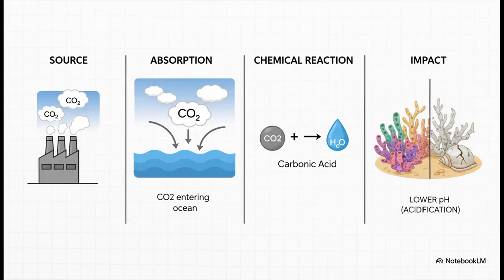Another massive human impact is ocean acidification. Look, it's pretty straightforward. The ocean soaks up about a quarter of the CO2 we pump out. When CO2 mixes with water, it forms carbonic acid, which lowers the ocean's pH. People call it the osteoporosis of the sea because it makes it so much harder for animals like corals and clams to build their shells.